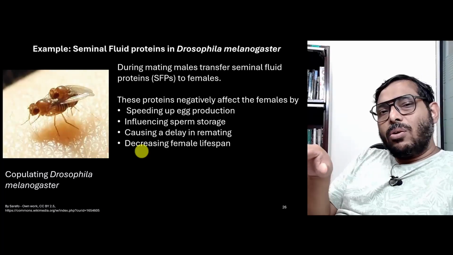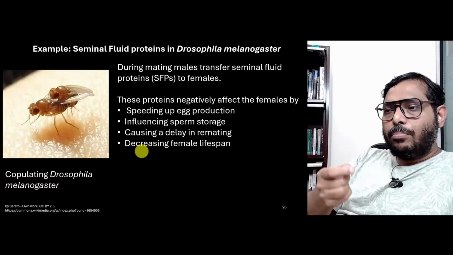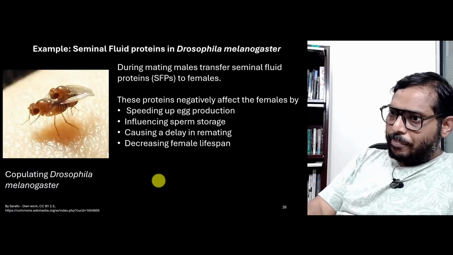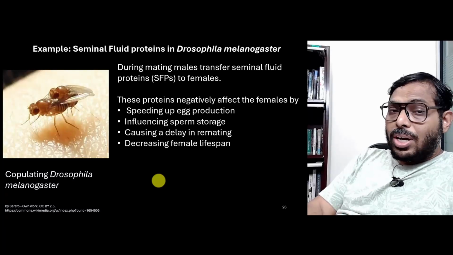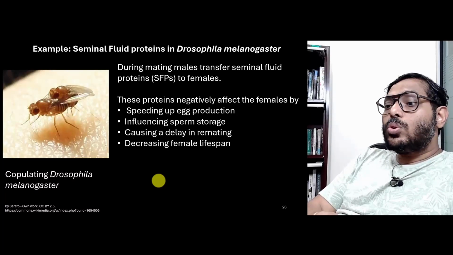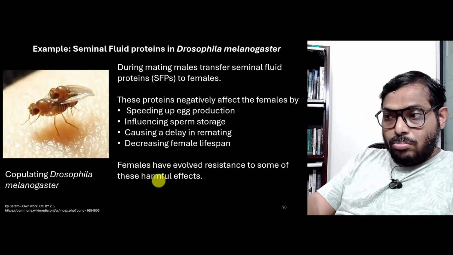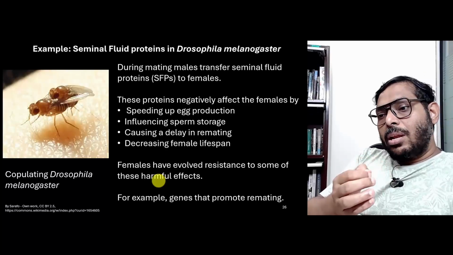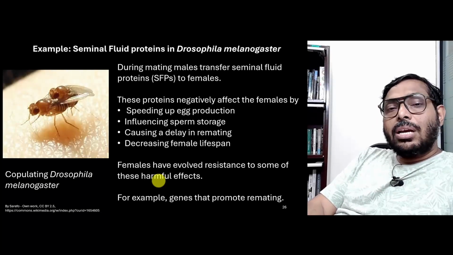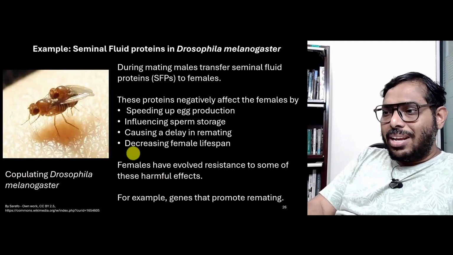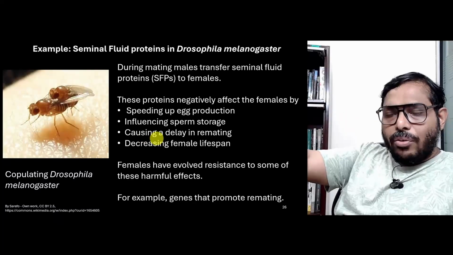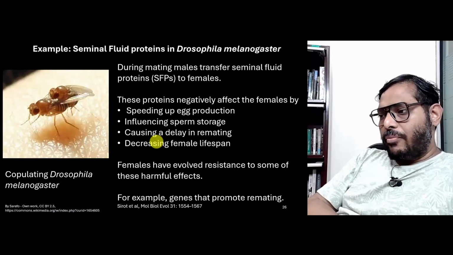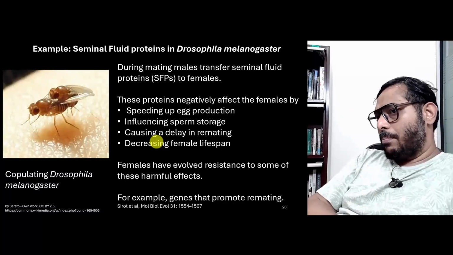And people have figured out in many of these cases which are the specific proteins which are responsible for causing all these harmful effects. Now, of course, the female is also not taking this lying down. The female has also evolved certain traits to resist all these harmful effects, and for example, the female actually has evolved genes that end up promoting remating, which is against the effect of the delay in remating caused by some of these SFPs. So, here is the reference which interested people can look up.